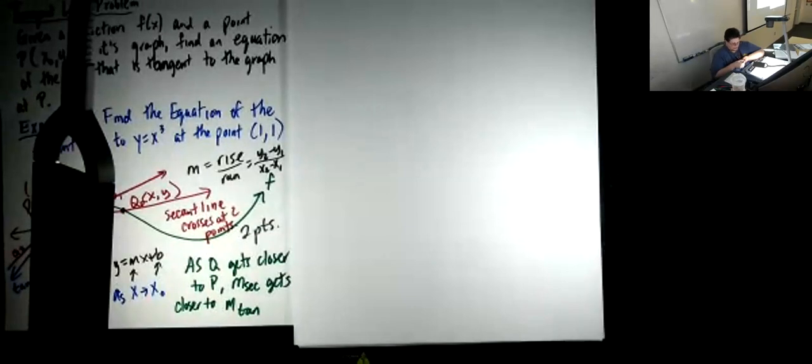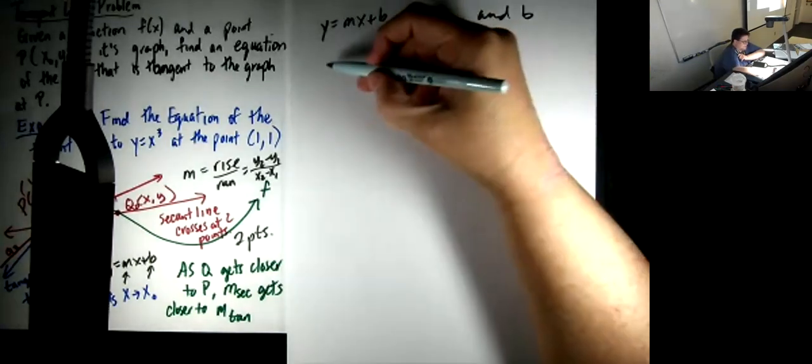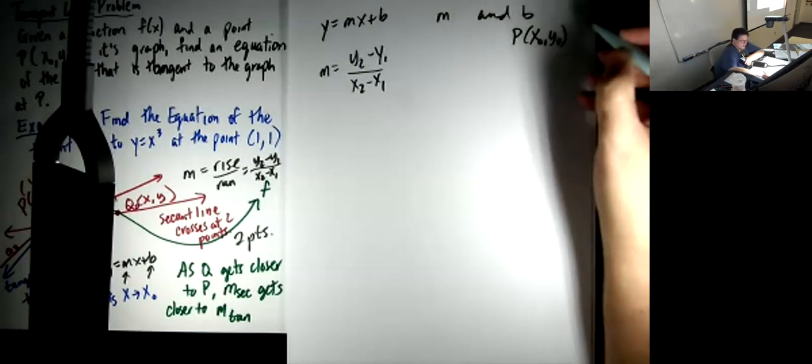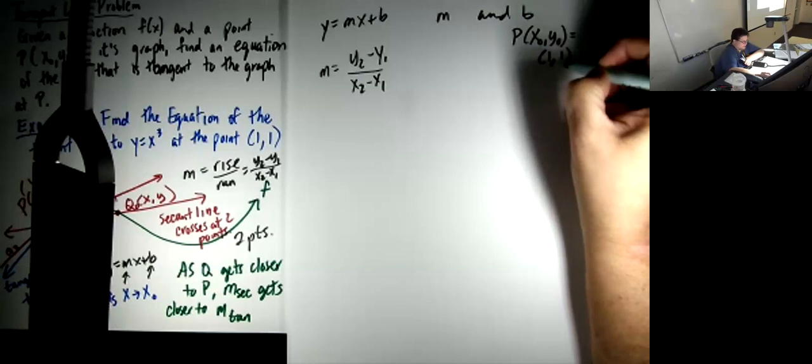All right. So I'm going to put that to the side. We're going to switch over and look at our example, and do that one by hand. To get y equals mx plus b, we need m, and we can figure out b. And we said m was y2 minus y1 over x2 minus x1. I've got the point P is x naught, y naught, which is 1, 1 for our problem.